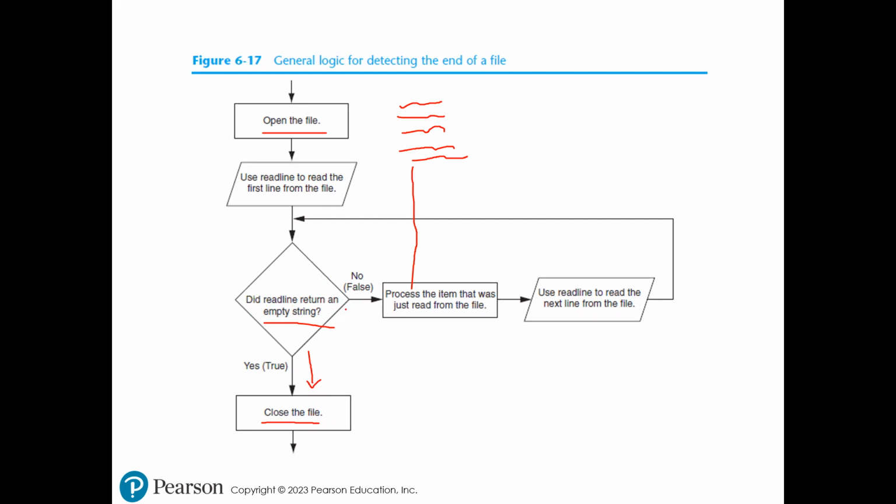If it did not, we're going to follow this arrow right here. We're going to process the item that we just read from a file. We're going to store it in a list or in an array. Doesn't really matter. We're going to store it somewhere, and then we're going to use readline again to search for the next line that exists inside of a file. And then we're just going to go all the way back to, I have no idea where my mouse is, it's bugging today. I apologize for that. Then we're going to return to the very beginning of our loop. And this process will continue until your readline returns an empty string.